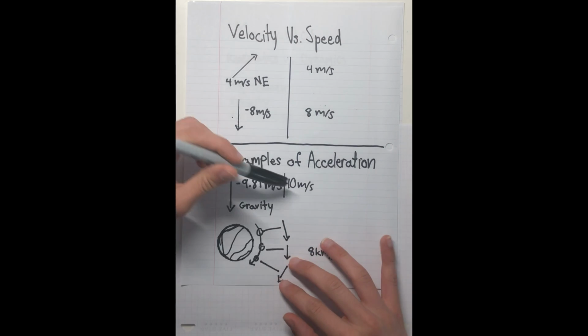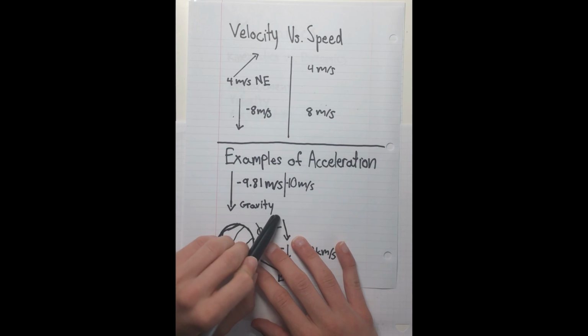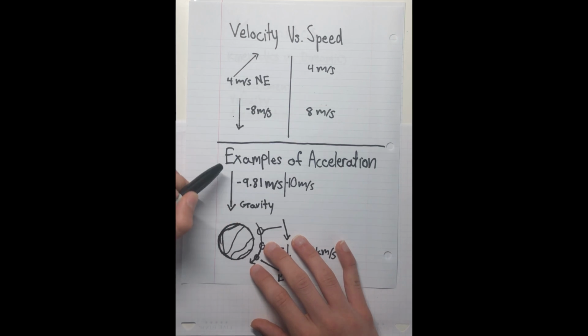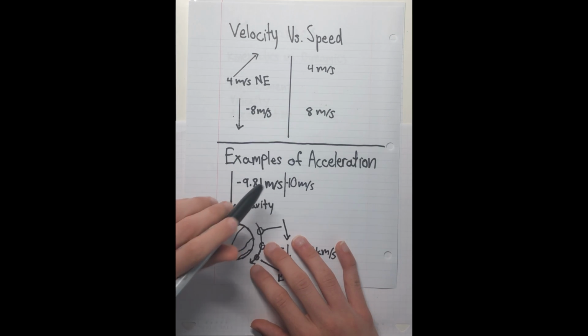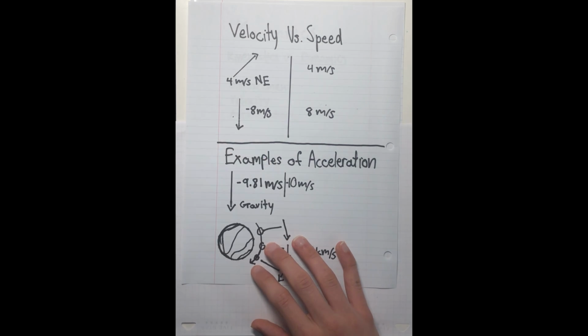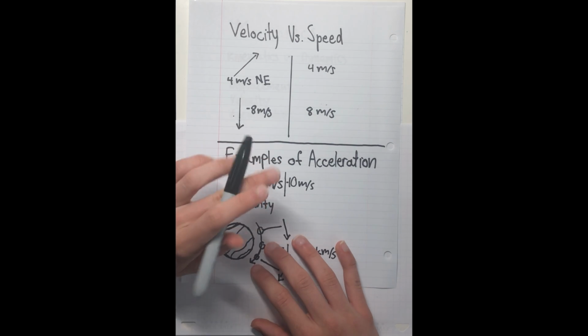So common types of acceleration that you most likely have interacted with, the first would be gravity. Now this one is important. So gravity can either be expressed as negative 9.81 meters per second squared or negative 10 meters per second squared. It really just depends on how much accuracy you want, but 10 is most of the time close enough.